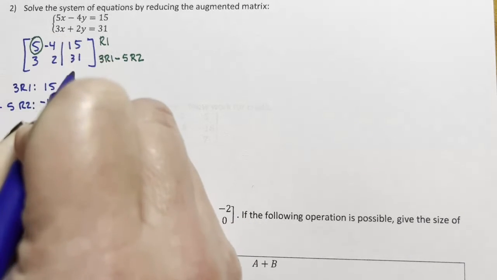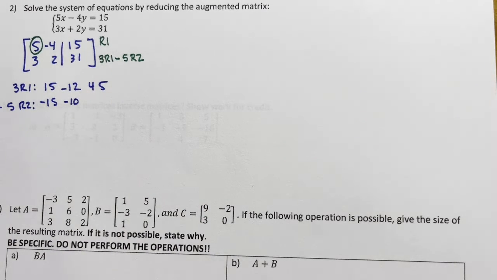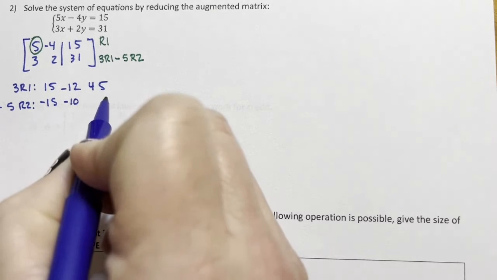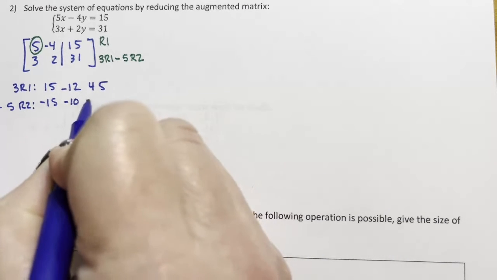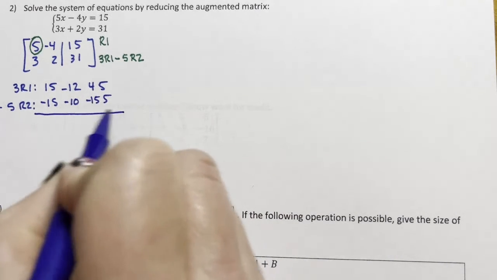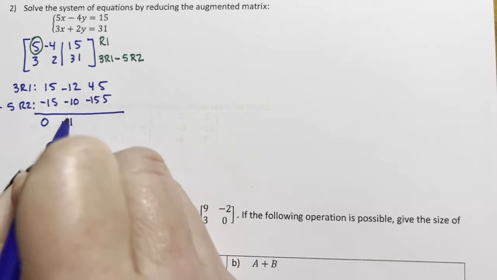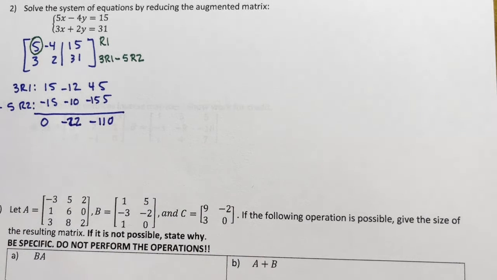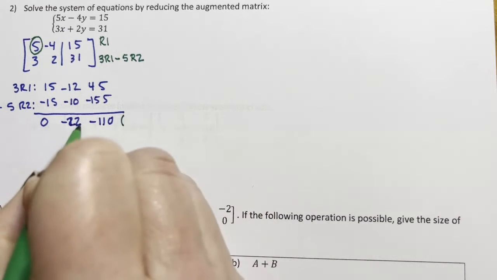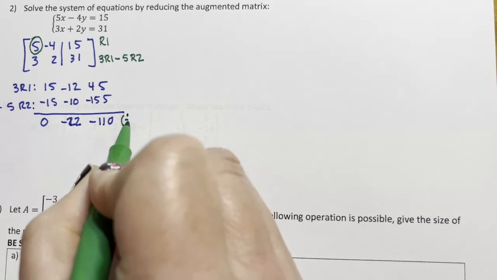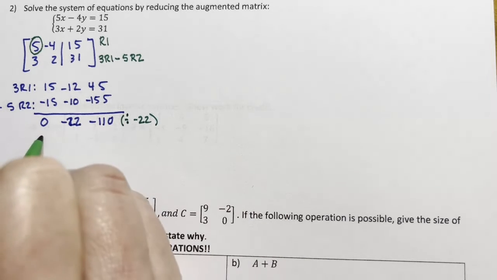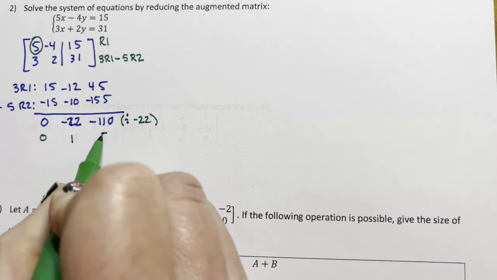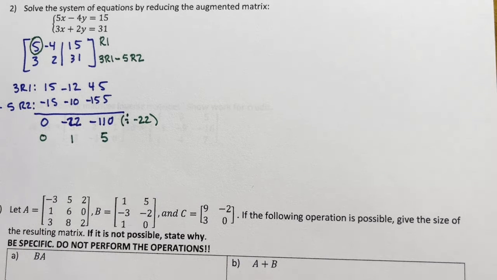This should be a negative 4, by the way, and that should be a negative 12. Okay, and 100, negative 5. So negative 155. And when I add down, I'm going to get 0, negative 22, and negative 110. What I'm going to do next is divide through by this negative 22 so that this becomes a 0, this becomes a 1, and this becomes a 5. And it saves me a step of writing another matrix.